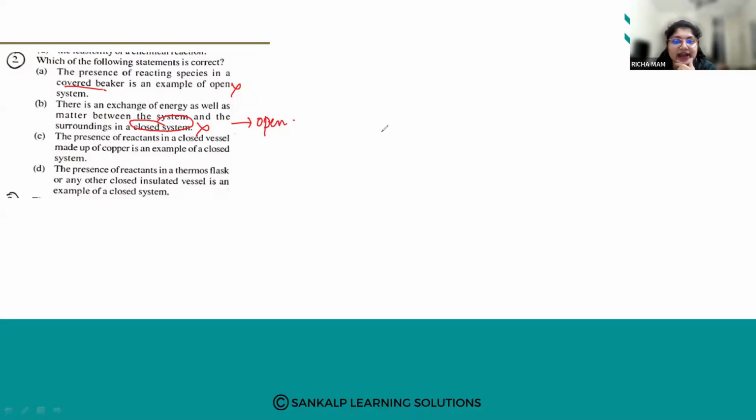Then the presence of reactant in a closed vessel, which is made up of copper. Reactant is present in it. Something is present in the copper vessel and you have closed it. So this is an example of a closed system. In a closed system, there is no exchange of matter, only heat can be exchanged. So this is a correct statement.